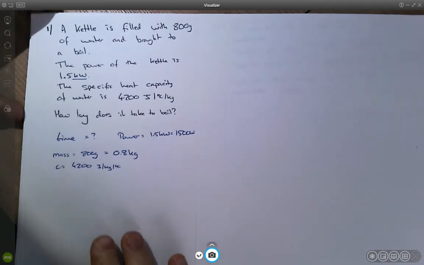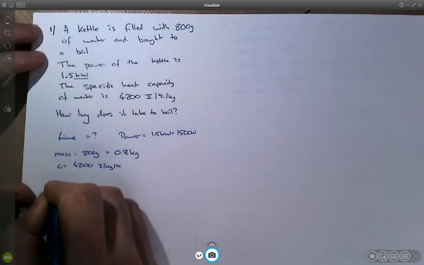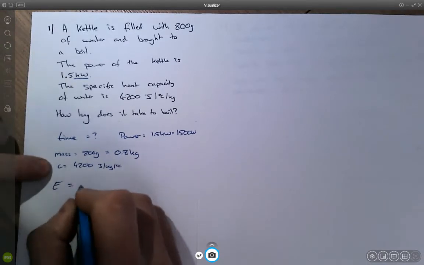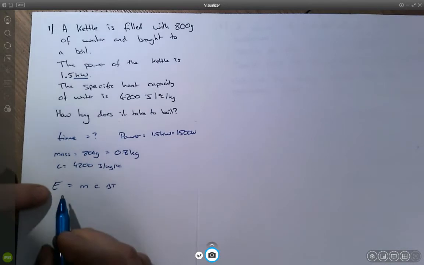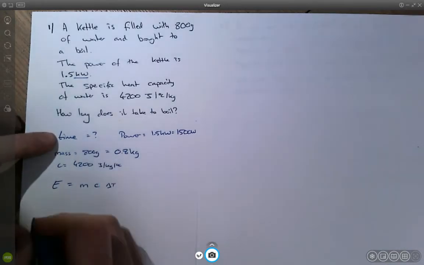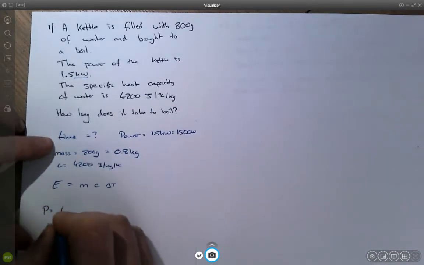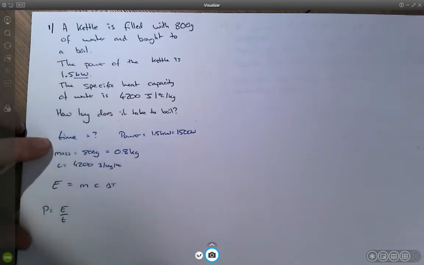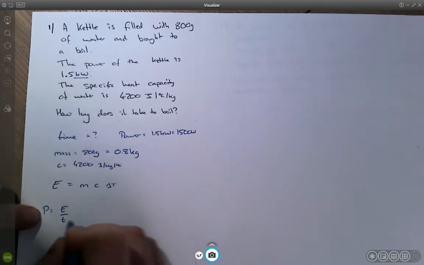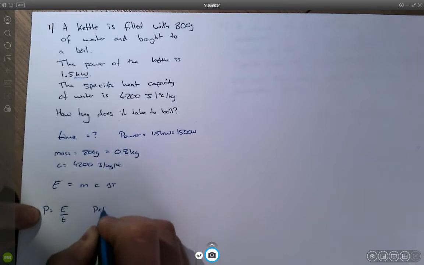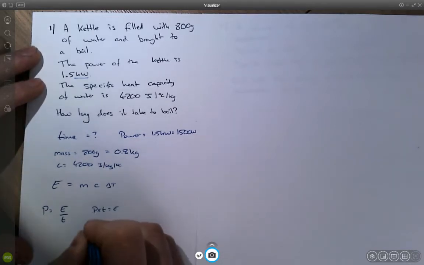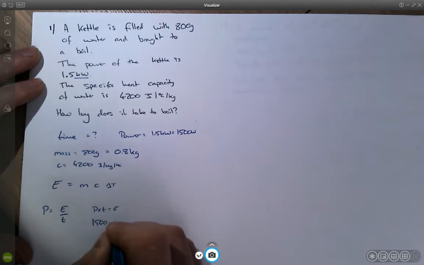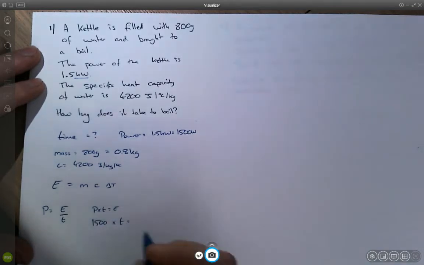Well, we need to recognize that the equation that has heat capacity in is energy equals mc delta T. But we don't have energy, we have power and time. So step one is actually to use power is energy over time and then rearrange for energy. So power times time is energy. So therefore, 1,500 watts times by our time is our energy.